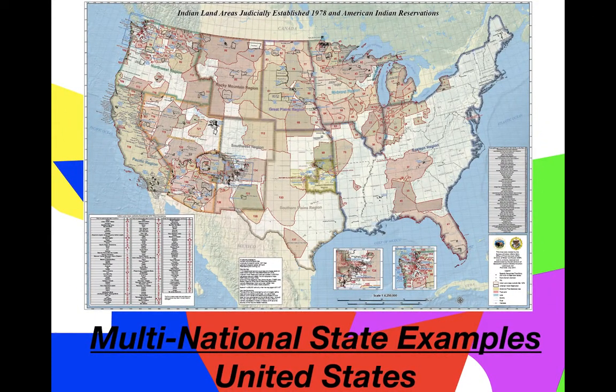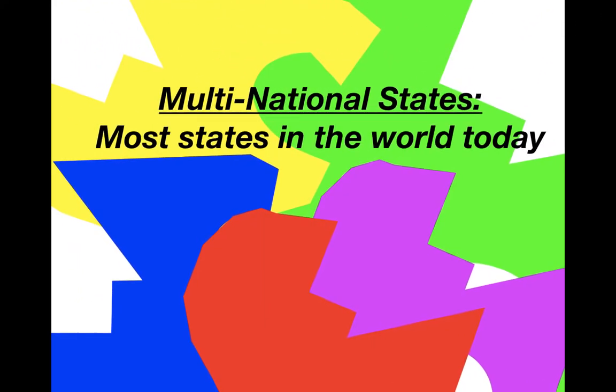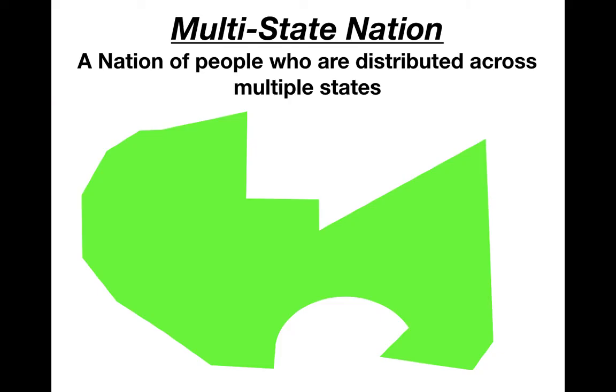And of course, the United States is a multinational state with several hundred different recognized Native American groups who are their own nations. And really, most states in the world today are multinational states.